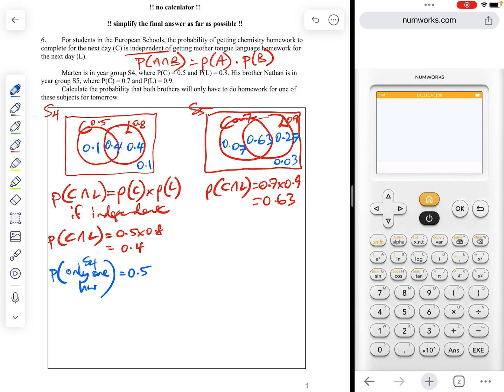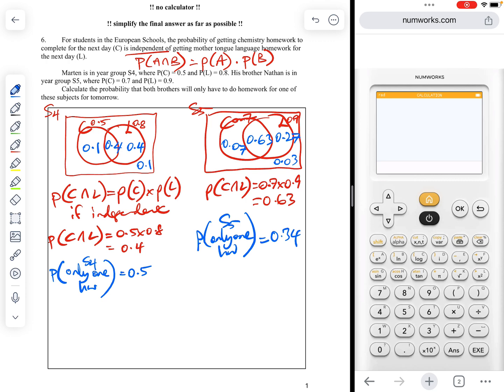So, what's the probability of only one homework in S5? That is going to be the 0.07 and the 0.27, 0.34.